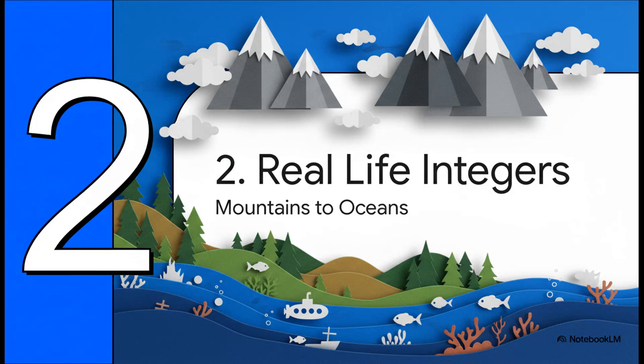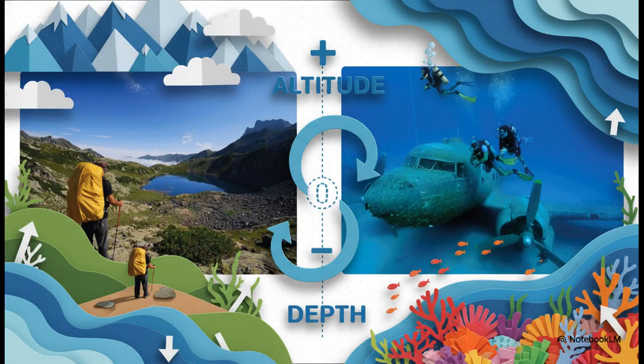Which brings us nicely to Section 2, integers in real life. Like I said earlier, we're going on a vertical journey today. We're talking mountain peaks to ocean trenches. Check out this contrast. On one hand, we've got Osman. He's this avid mountain climber scaling some serious altitudes. On the other hand, there's Daphne, an adventurous deep-sea diver plunging into the ocean depths. Positive altitude versus negative depth.